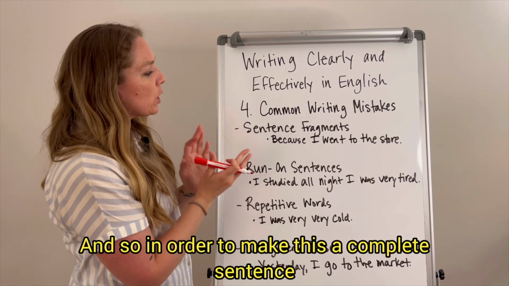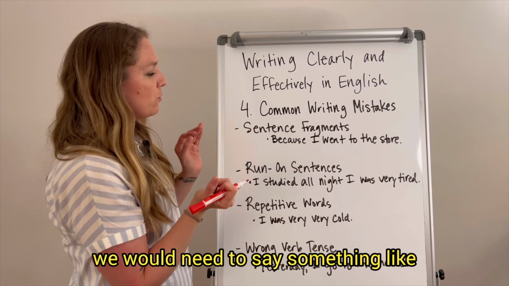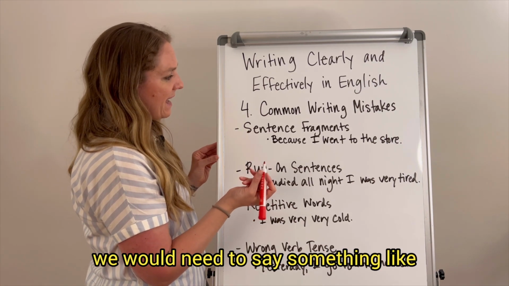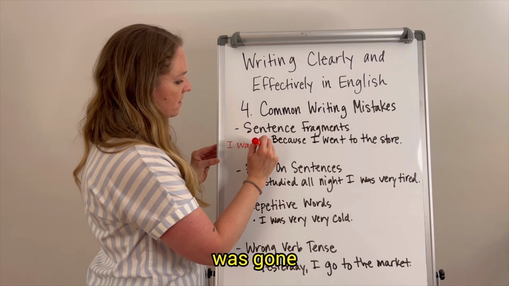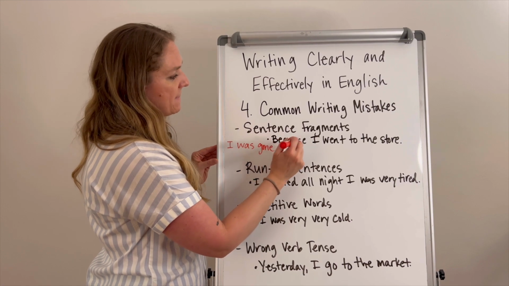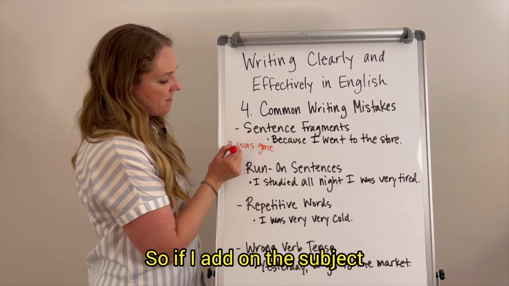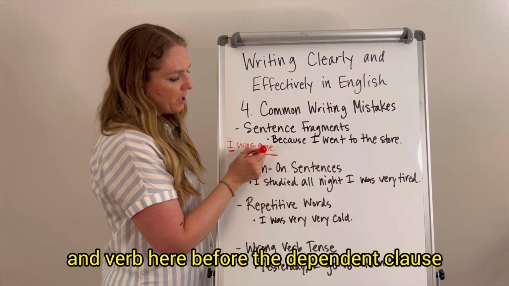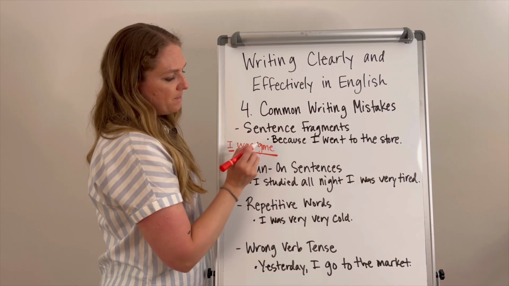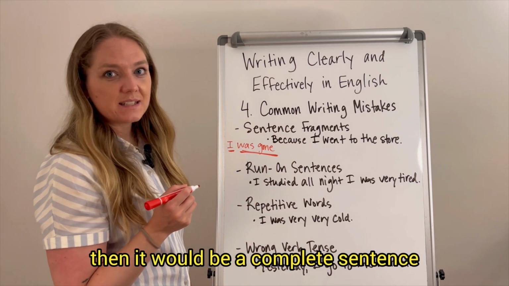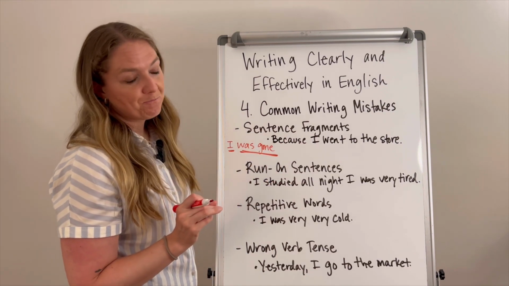And so in order to make this a complete sentence, we would need to say something like, I was gone because I went to the store. So if I add on the subject and verb here before the dependent clause, then it would be a complete sentence. I was gone because I went to the store.